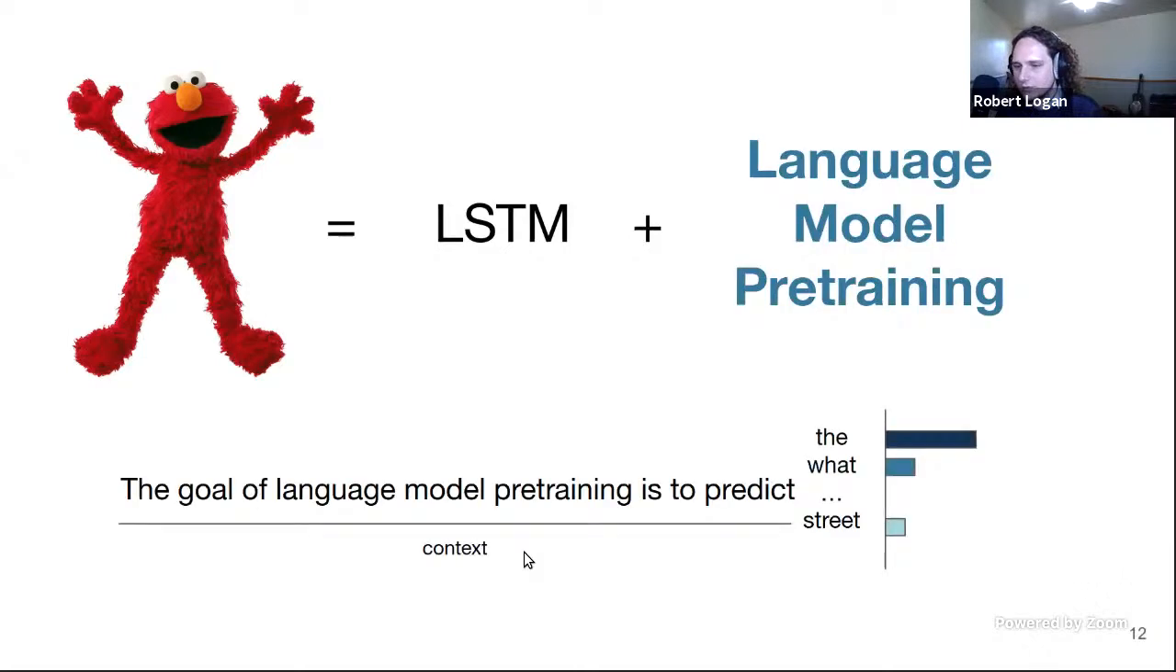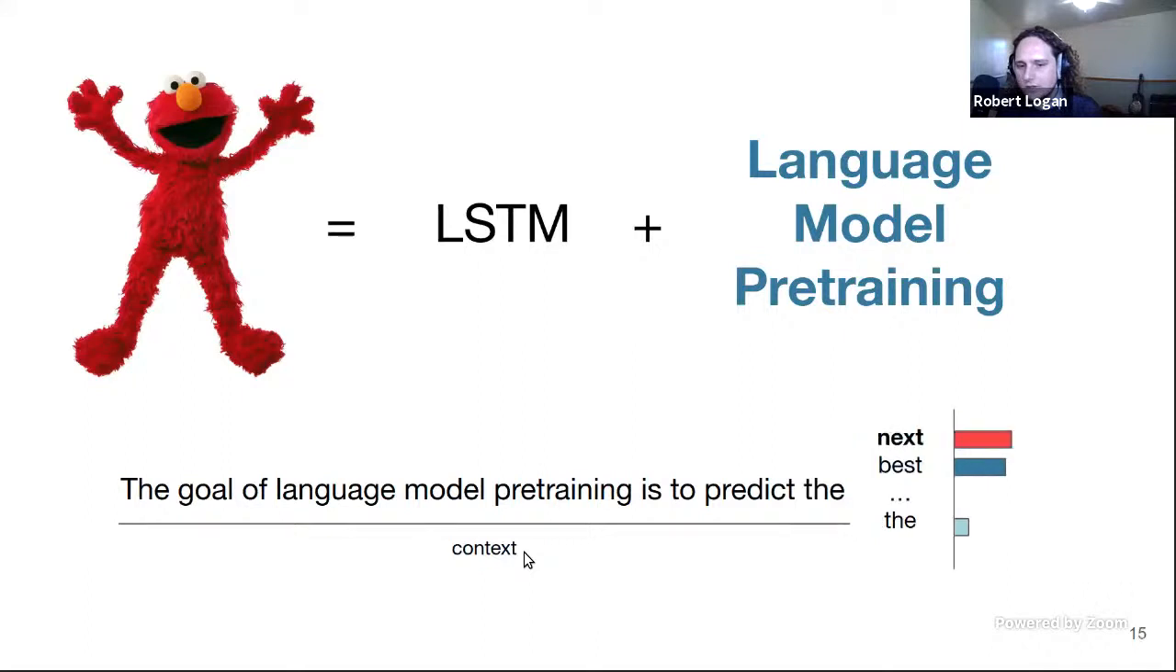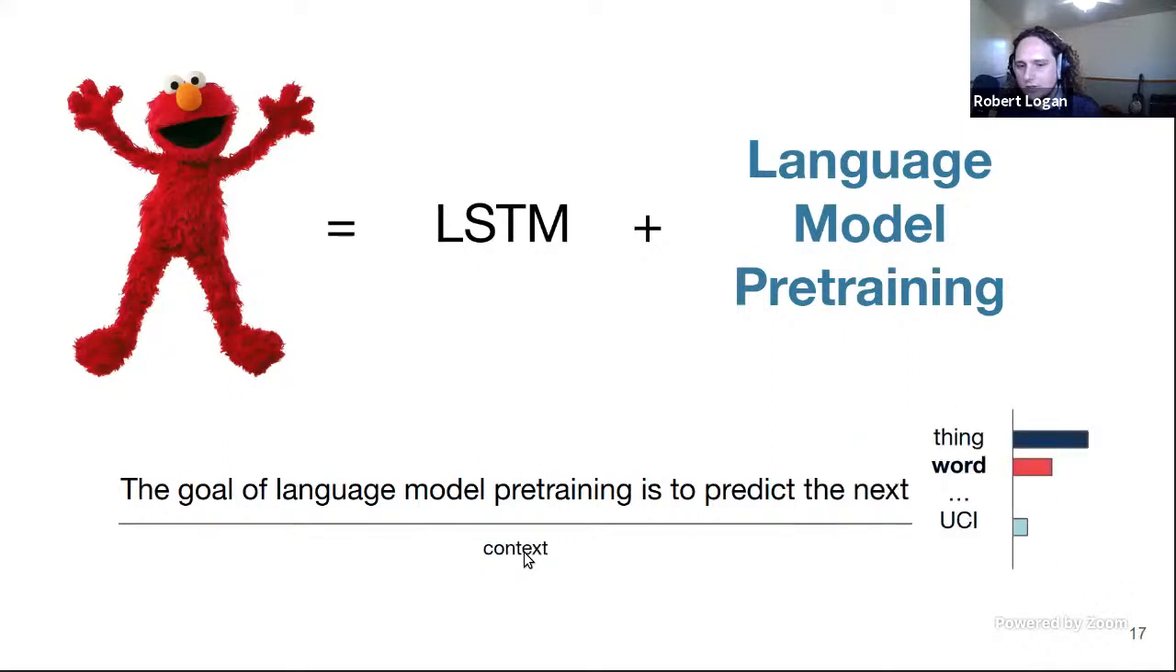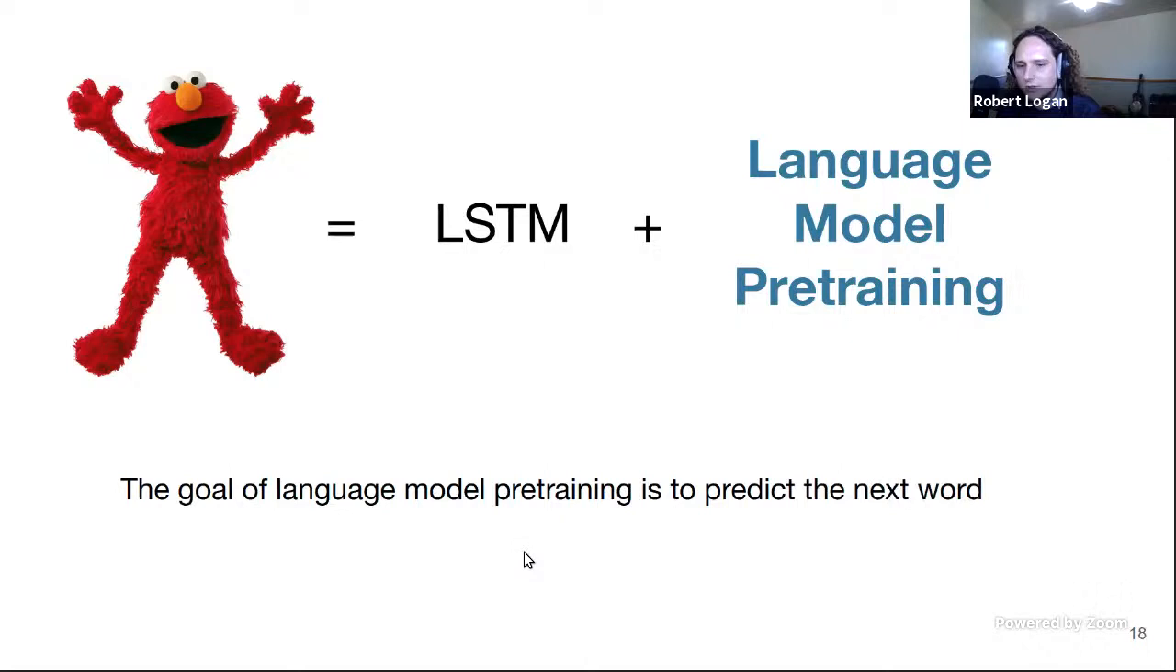And so what does a language modeling objective look like? Essentially, what you have is a piece of text, and then you want to predict how to complete the sentence. So given this context, we have a categorical distribution over our entire vocabulary. And the idea is if we have a large corpus of text, we can then train this model to predict the observed tokens in this text. So the goal of language modeling is really just to predict the next word.